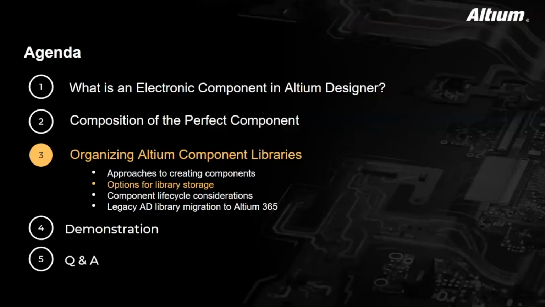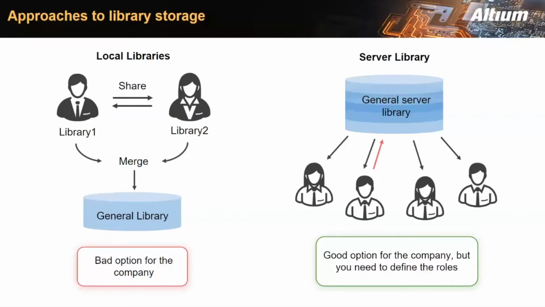Now let us discuss the options for library storage. Libraries can be stored locally, especially when the design department is small. Everyone works with their own libraries, periodically asking a colleague if they have such a component. They can also share libraries or periodically merge libraries into one. This is a less than optimum approach for an enterprise. If one staff member gets sick or leaves, there may be problems with access to the library that the person had maintained.